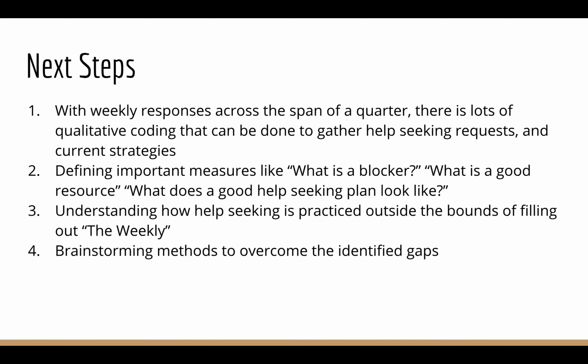Secondly, I've realized that there are a lot of important measures that I haven't been able to explicitly define that are very important for understanding self-directed learning. Firstly, what do you define as a blocker? What is a good resource to seek help from for a particular type of blocker? Or what actually is a good blocker and how should it be worded? And what does a good help-seeking plan look like? These are questions I want to study, but I need to have a certain frame for answering them, so while I'm conducting my studies, I'm able to correlate them back to claims.